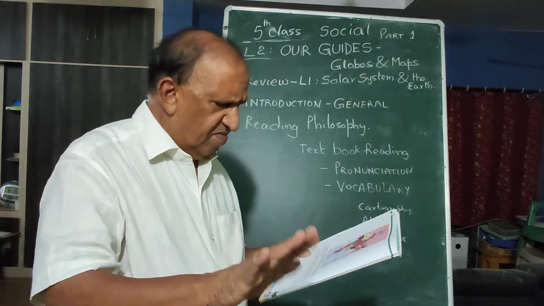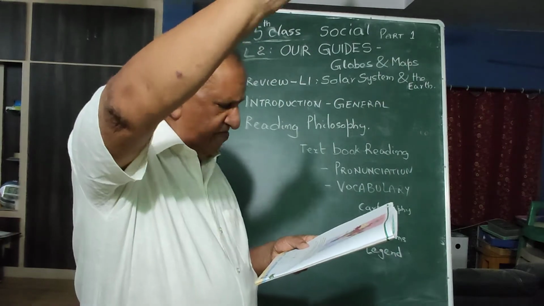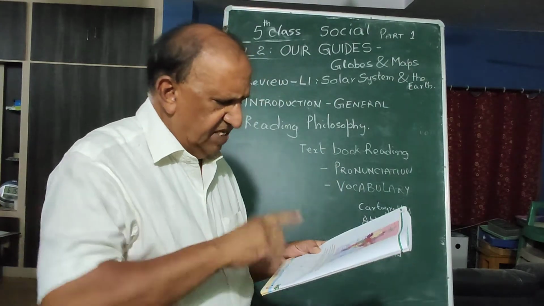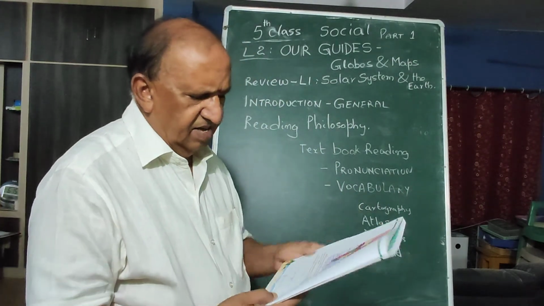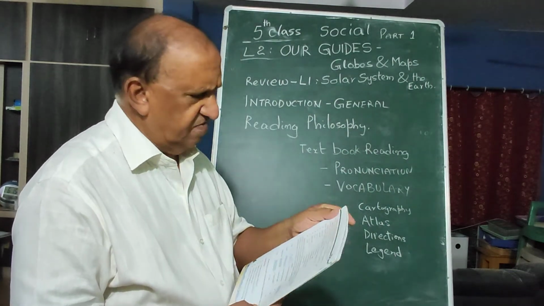Direction. There are 4 main directions. The north is at the top of the map, the south at the bottom, the east on the right side, and the west on the left-hand side. Now, sub-directions.